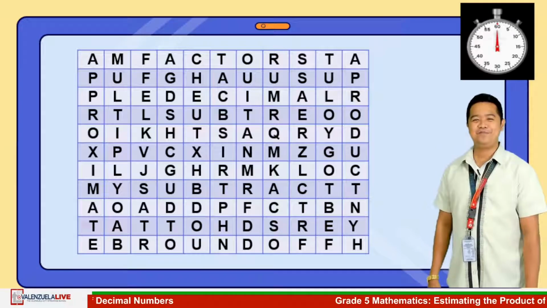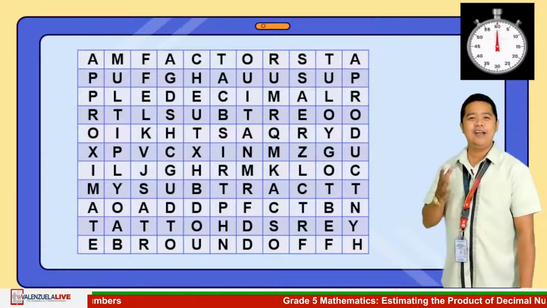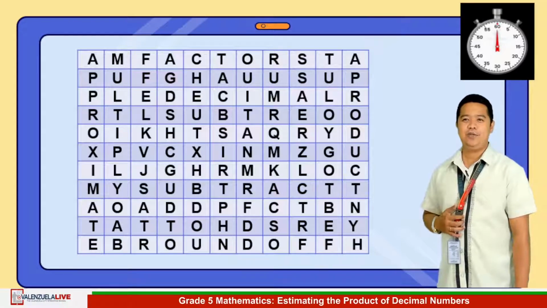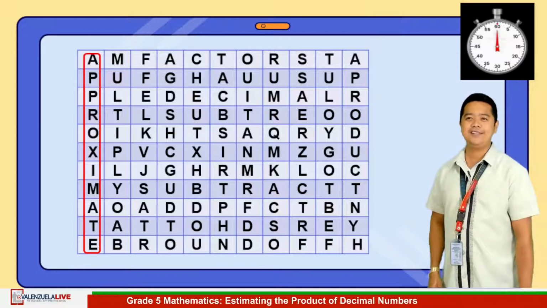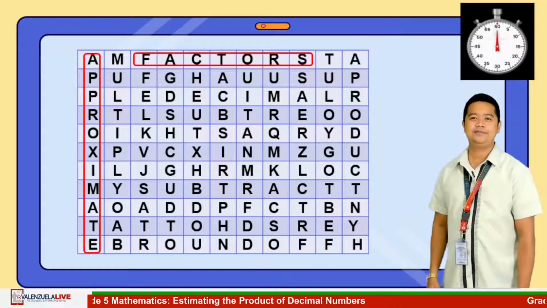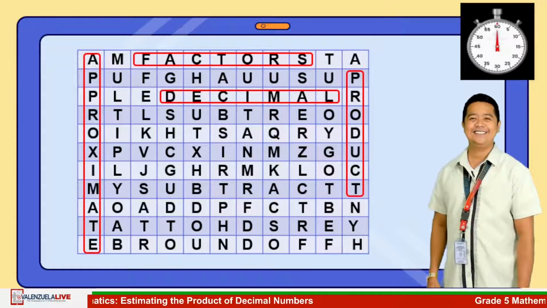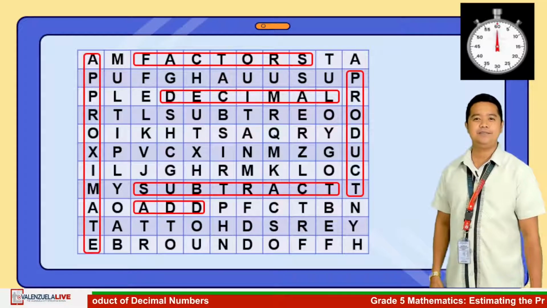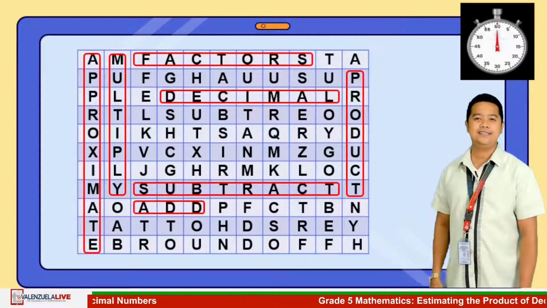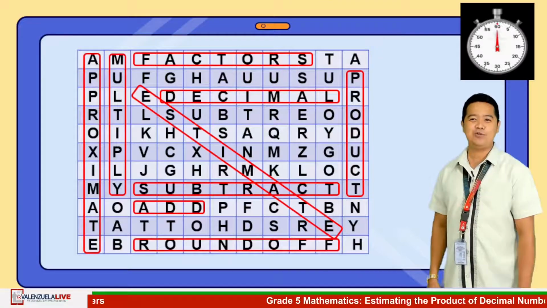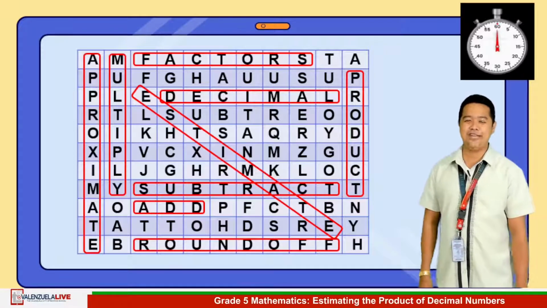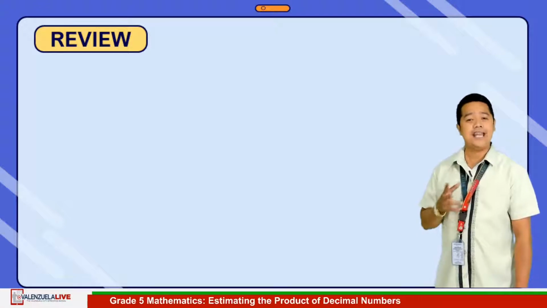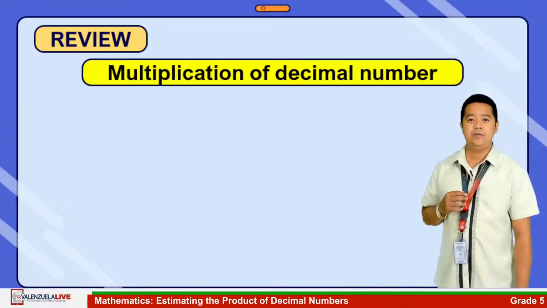Okay, time's up. Let us check if you found all the mathematical words in our puzzle. We have the word approximate, factors, decimal, product. We also have add, subtract, of course, multiply, and estimate. And the last one is round off. Great job, grade 5.